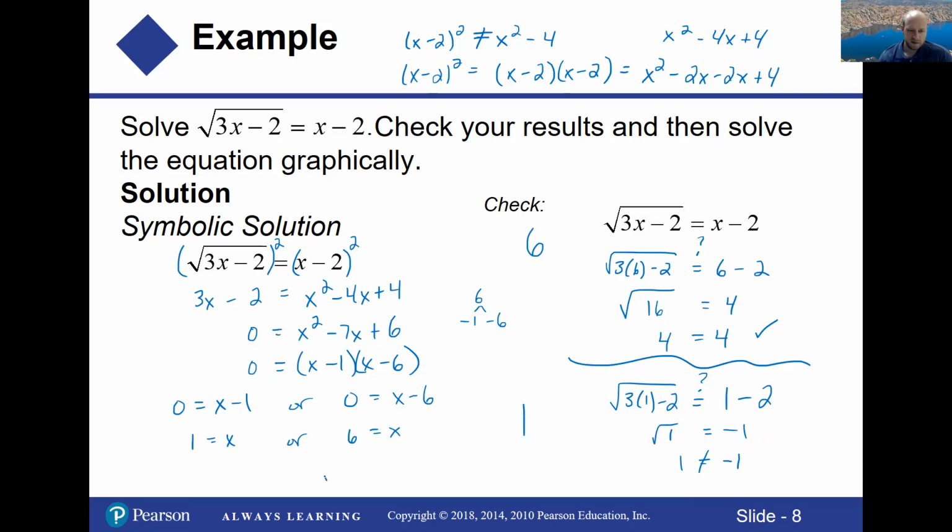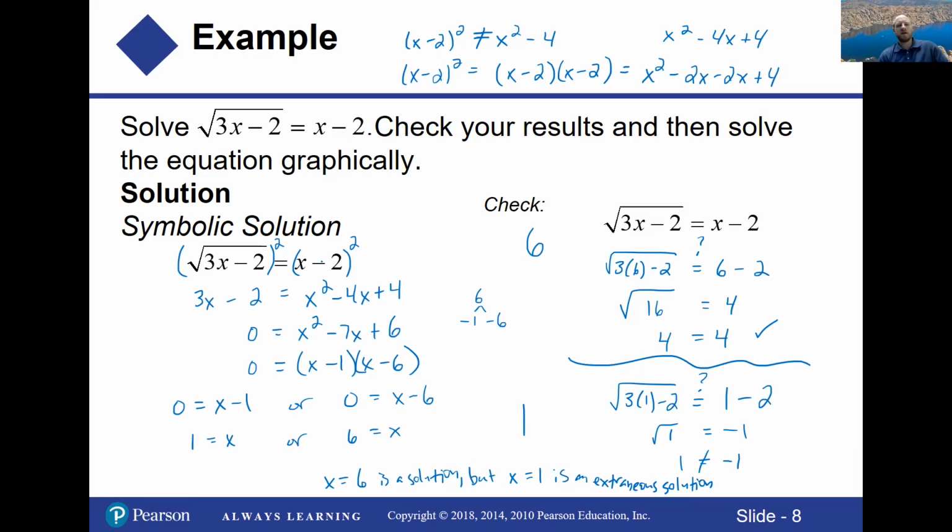So x equals 6 is a solution, but x equals 1 is an extraneous solution. Okay, and what does that mean?